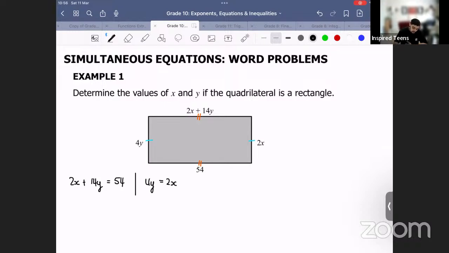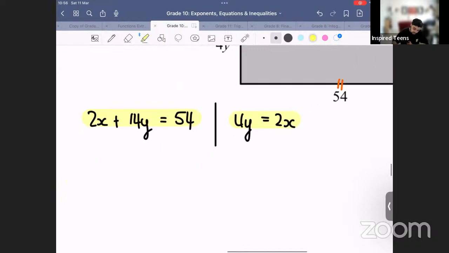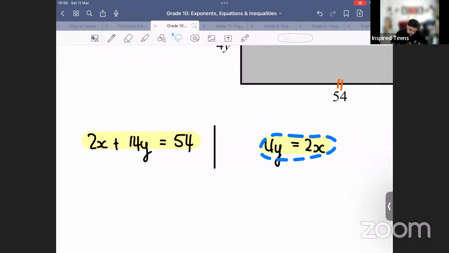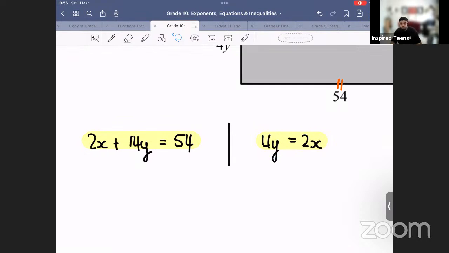So now, again, I've created these two equations. And I notice I have two equations, two unknowns. I'm going to utilize simultaneous equations to solve for these. So I'm going to use the same method. Someone tell me which one, in which equation, should I use to isolate one of the variables? Okay, one person says 4y is equal to 2x is easier. Does anyone agree or disagree with him?